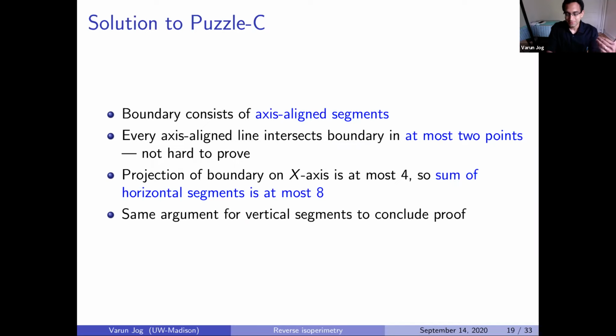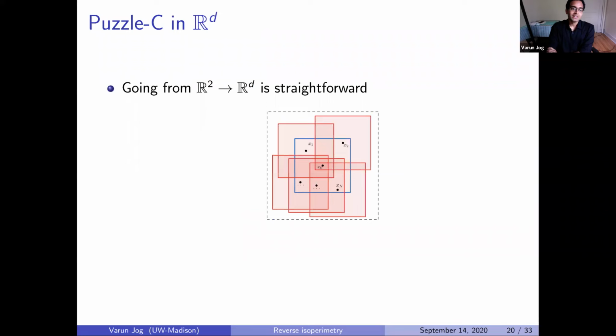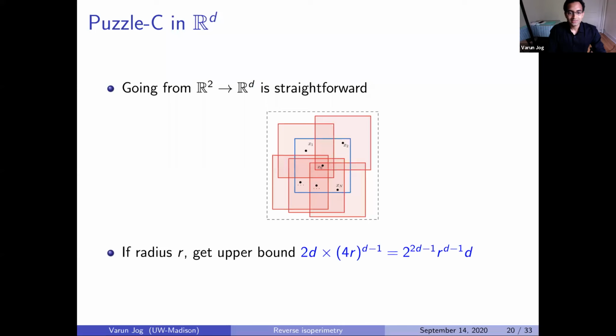What we want is some generalization of these puzzles to d dimensions, right? So going from R2 to Rd for this cube problem is very easy. You just do the same argument, except instead of just horizontal and vertical lines, you now have d dimensions. You need to consider lines parallel to each of the axes one at a time, and do a similar argument. Okay, so what upper bound do you get? You get an upper bound which is the surface area of the dotted cube, as shown on the slide.